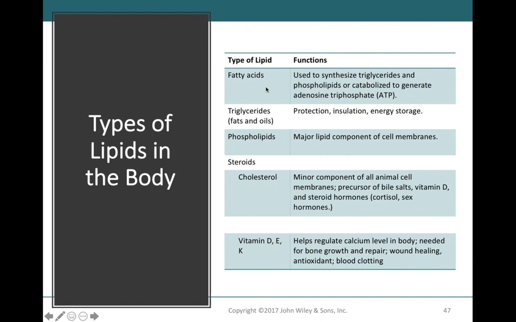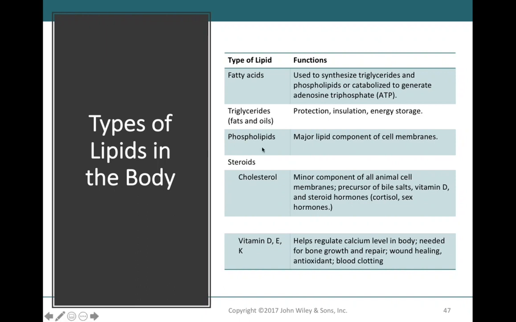But as I mentioned, there are a few different types of lipids, and based on the type of lipid, that's going to give us our function. So of course, these will be different in their structure as well. Triglycerides are going to be made up of 3 fatty acids and a glycerol backbone. And I'll show you what a glycerol backbone looks like on the next page.